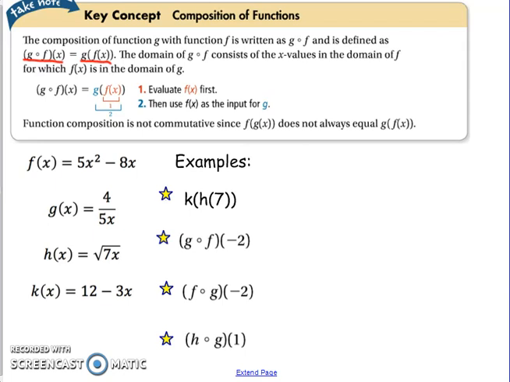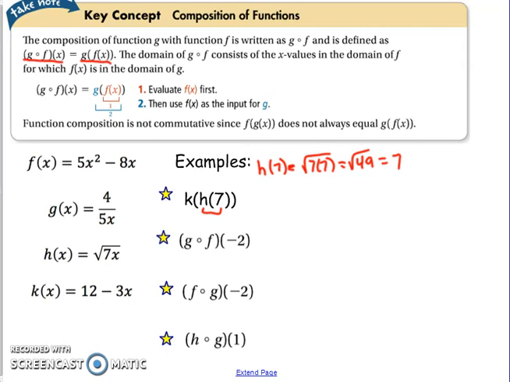You're going to focus on the inside first. The inside is h of 7, so you figure out what h of 7 is. We go to the h function and plug 7 in. So h of 7 is going to be the square root of 7 times 7, which is the square root of 49, which is 7. So 7 is what h of 7 is.